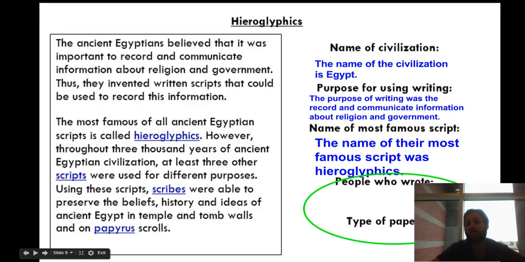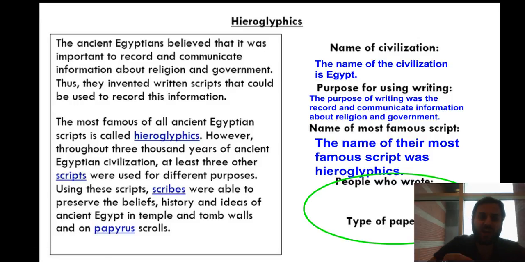Name of the famous script. The name of their most famous script was hieroglyphics. A script is a type of writing. Just like we have regular normal printing, which is how most of us write. And we also have cursive, which not as many people learn nowadays, but that's our different type of script. For the Egyptians, their most famous one was hieroglyphics. Your job is to answer the remaining 2 questions on your page. Do this now.